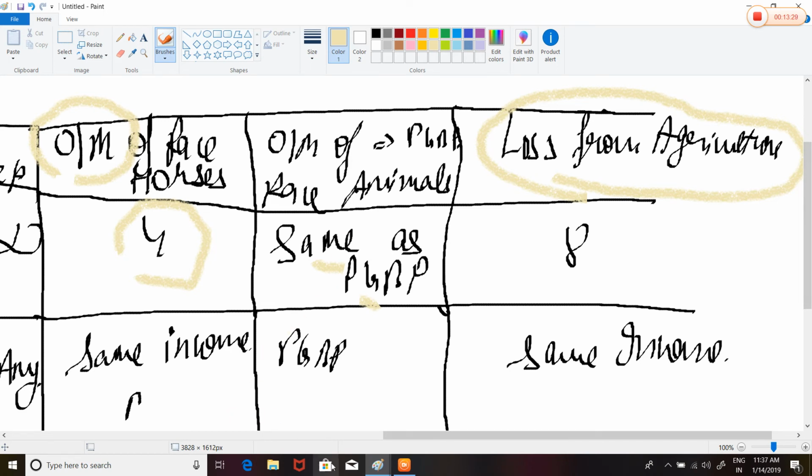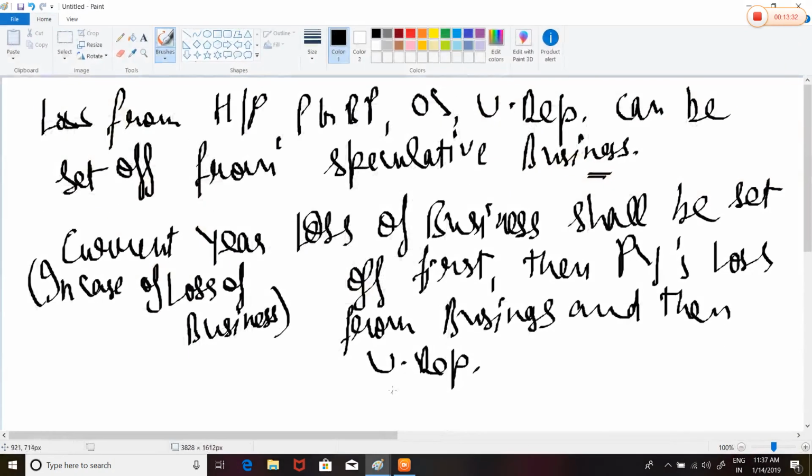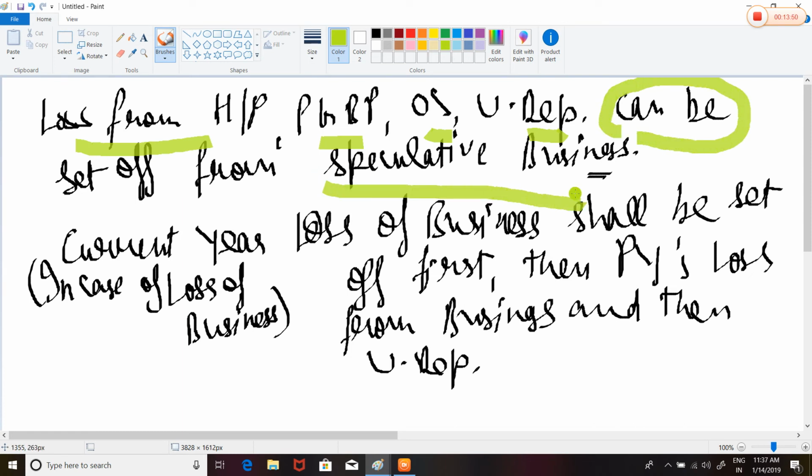And then some small points, let me check. See, loss from house property, PGBP, other sources, and unabsorbed depreciation can be set off from speculative business. Speculative business can't be set off from other income, but other incomes can be set off from speculative business, and other incomes are loss from house property, profits and gains of business or profession, other sources, and unabsorbed depreciation.